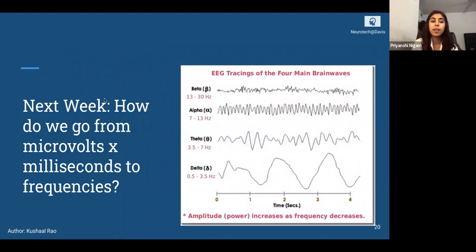Next week, we're going to be covering how we go from microvolts mapped with milliseconds to frequencies. We apply a transformation, as we'll go into in the next video, to actually get brainwaves.